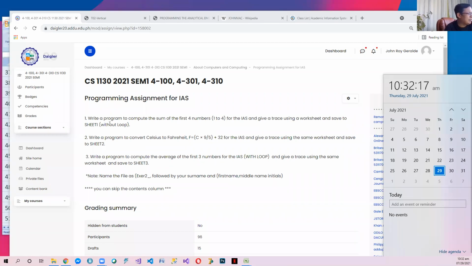Here is your programming assignment. Write a program to compute the sum of the first 4 numbers. It's like the factorial program. Second, a program to convert Celsius to Fahrenheit. The third is to write a program to compute the average of the first 3 numbers with a loop and give a trace. Now, our problem is we cannot use our factorial program because it doesn't even work. We know that computing the average is like computing the factorial, but we cannot even use it because it doesn't work. We still have to revise it.